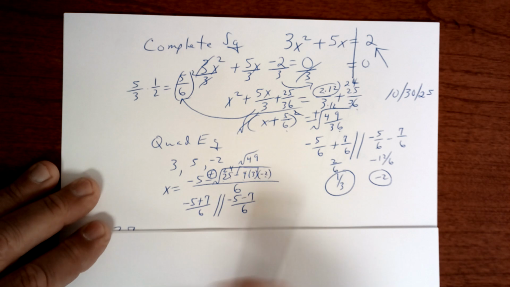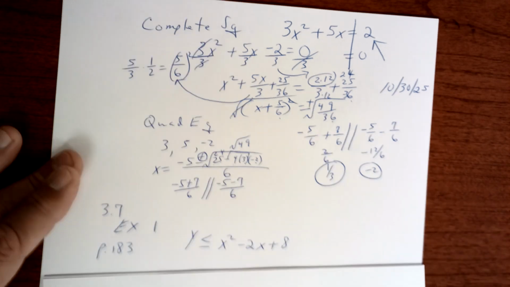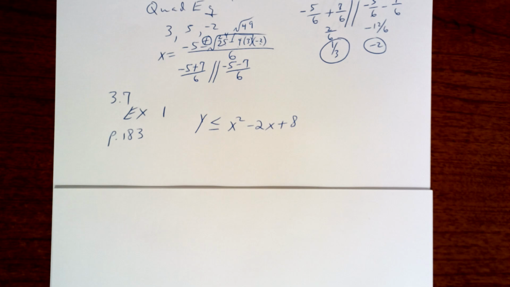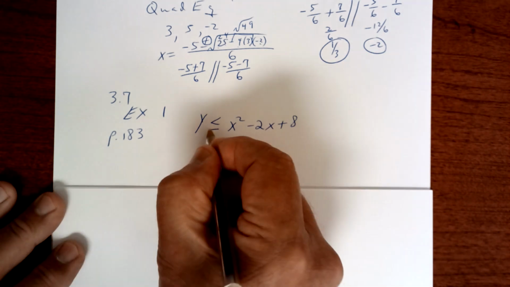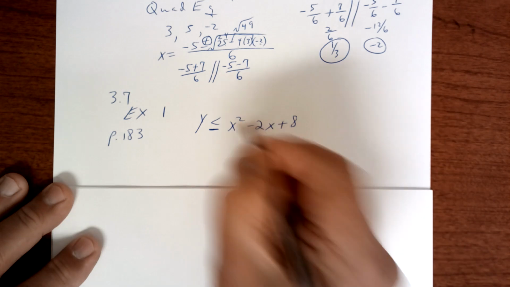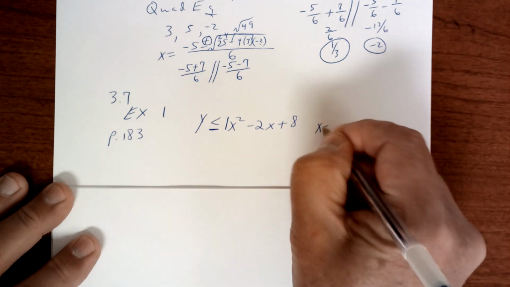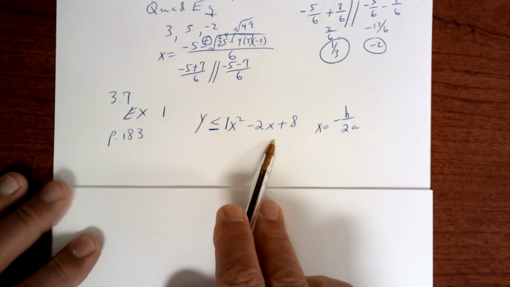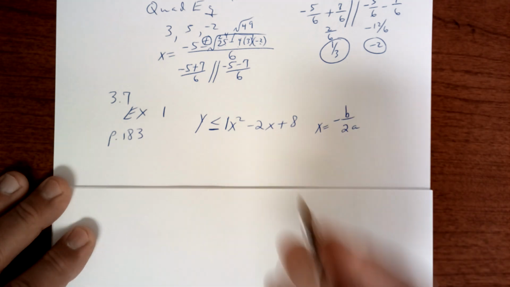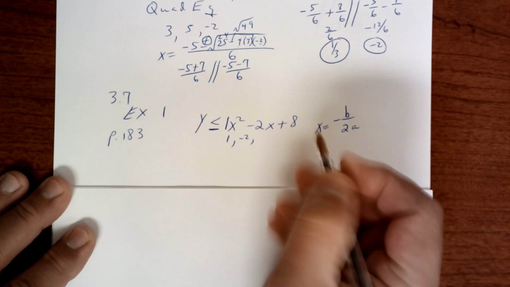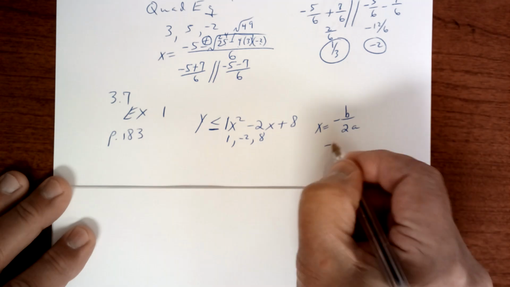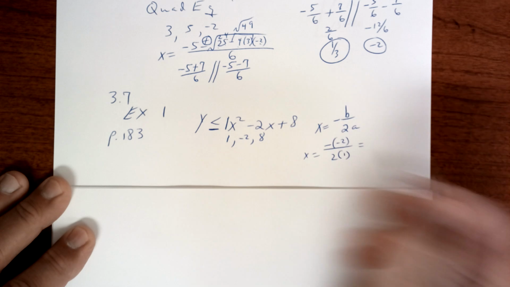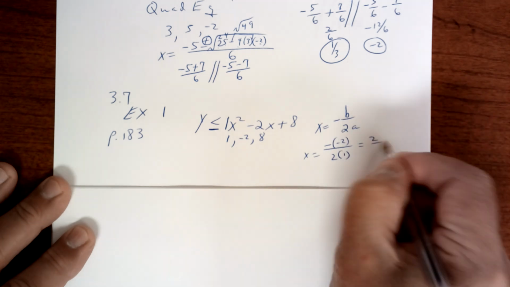And you do. All right, let's talk about today's work. Copy this one down. This one is going to be solid, and we need to graph this. Okay, so write down this. X equals negative b over 2a. This is in standard form. So we have a, b, and c. So it's going to be negative b over 2 times a. So you're going to get 2 over 2, which equals 1.